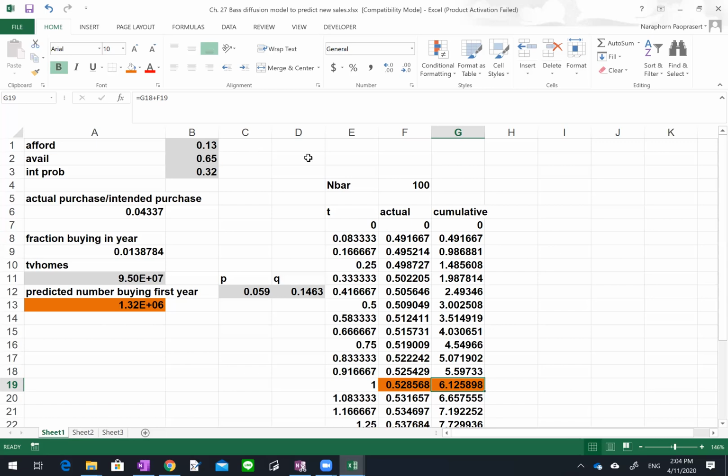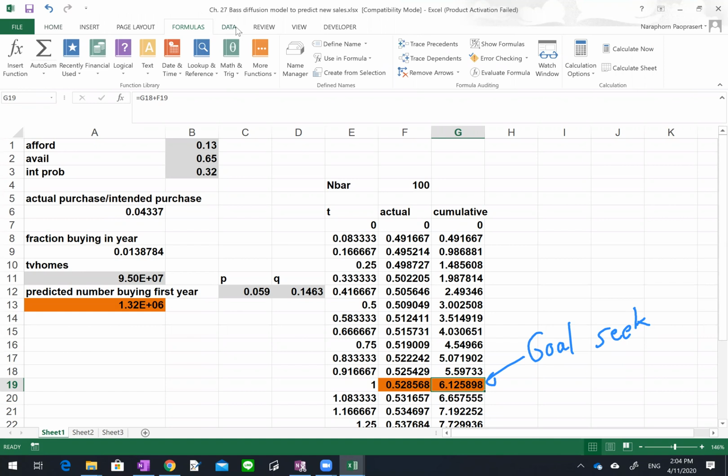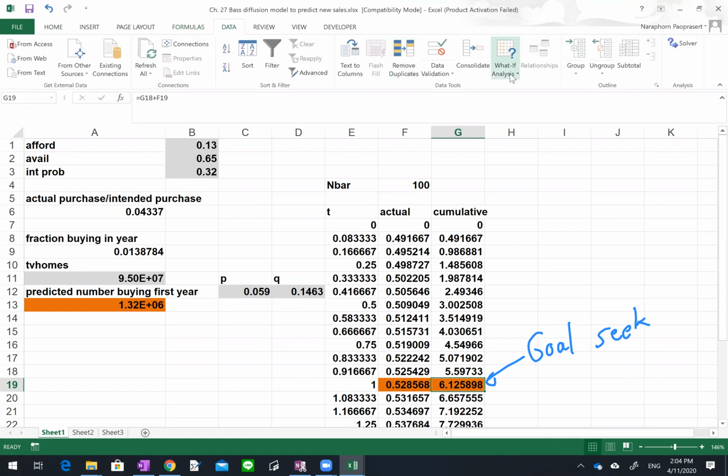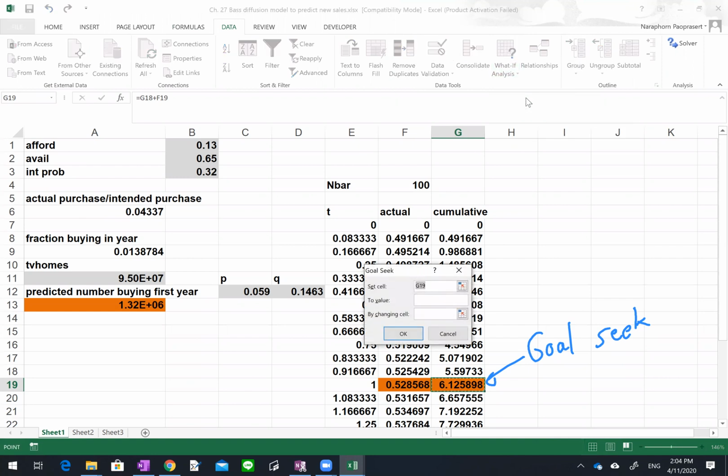So in order to do that, we can use goal seek. So let me just write it down so you guys can take a look. I'm sorry. Hang on. So here we are going to use goal seek. In order to do that, you're going to go to the what if analysis. It's in the data, I think. Yeah, so it's in the data. Go to what if analysis, and then select goal seek.